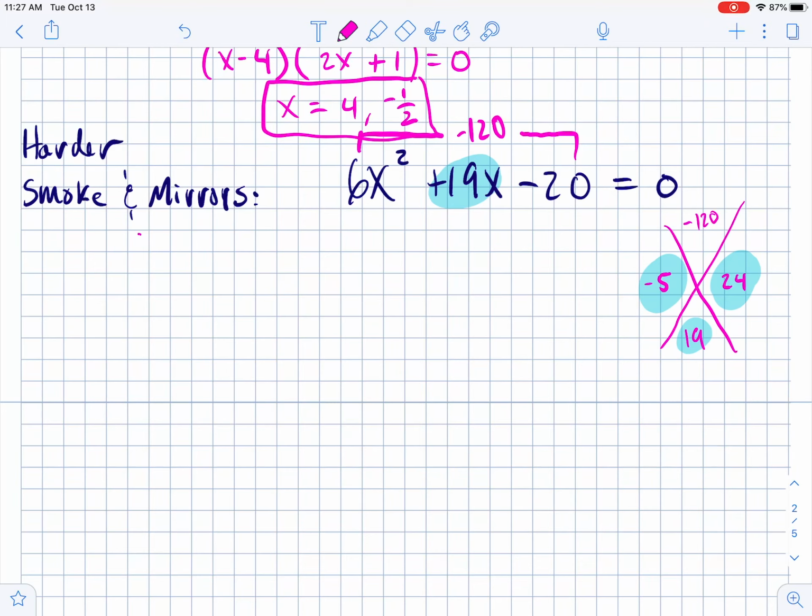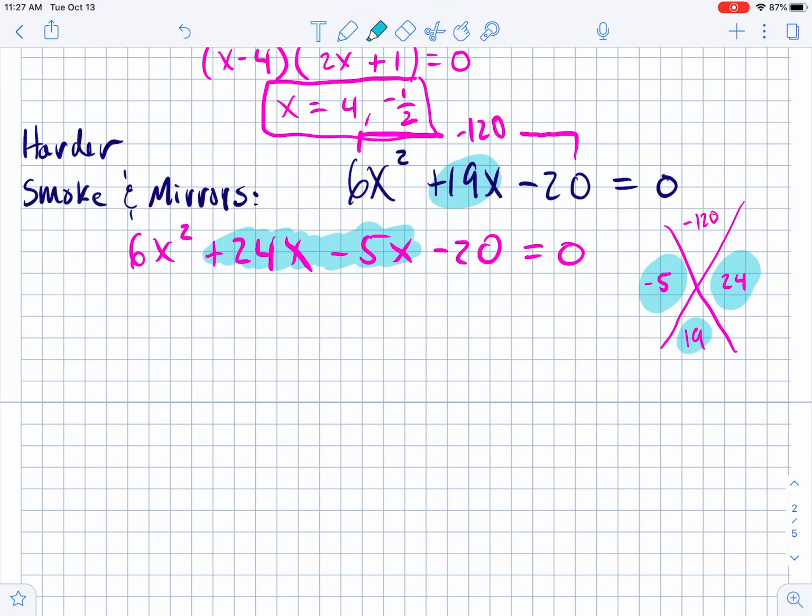Now we're going to split the middle coefficient into those two terms. So we get 6x squared plus 24x minus 5x minus 20. Now, you might look at these two and wonder, Jolly, why did you decide to put the 24 first and the negative 5 second?